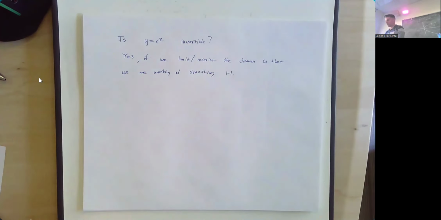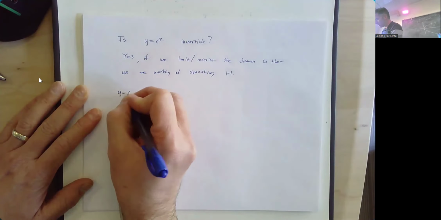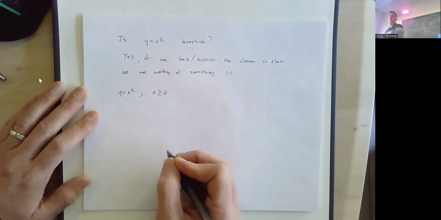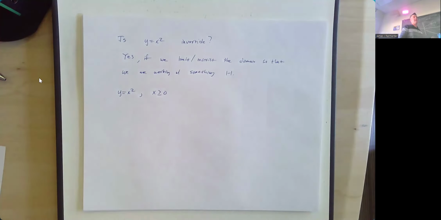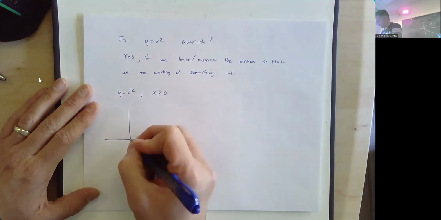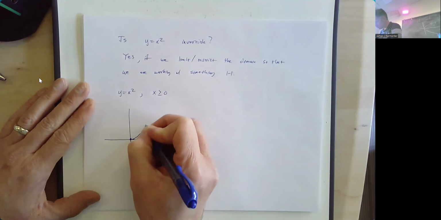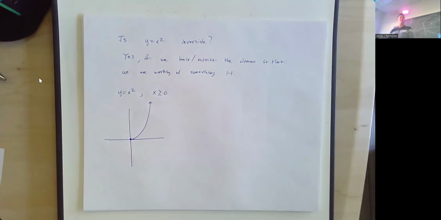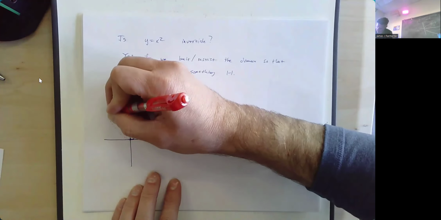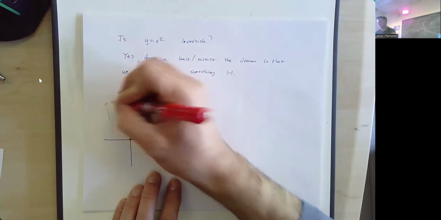So here's what we're going to do. We're going to say y equals x squared is our function, and we're going to limit our domain to x being greater than or equal to 0. You could also pick x being less than or equal to 0, but that is definitely the non-standard choice. So here is my new function, y equals x squared, but only when x is greater than or equal to 0. Here's the other half of it that we're not going to worry about, that would cause it to be not one-to-one.